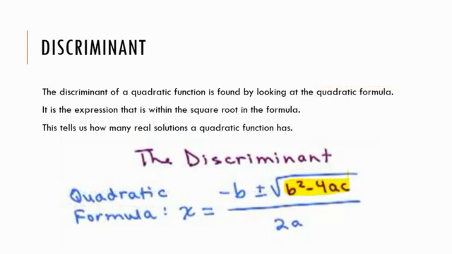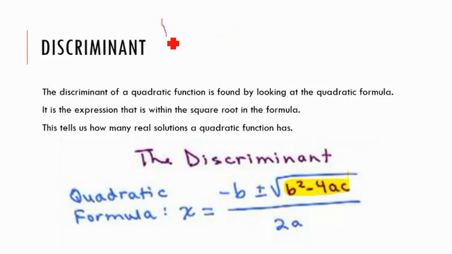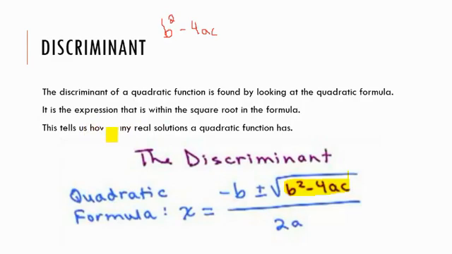So first things first, where can we find the discriminant? Well, it's actually right here. It's found in the quadratic formula. It is the number underneath the radical, so the b squared minus 4ac. That is our discriminant. So I'll write that up here: b squared minus 4ac. What that's going to do is help us by telling us how many real solutions a quadratic function has.